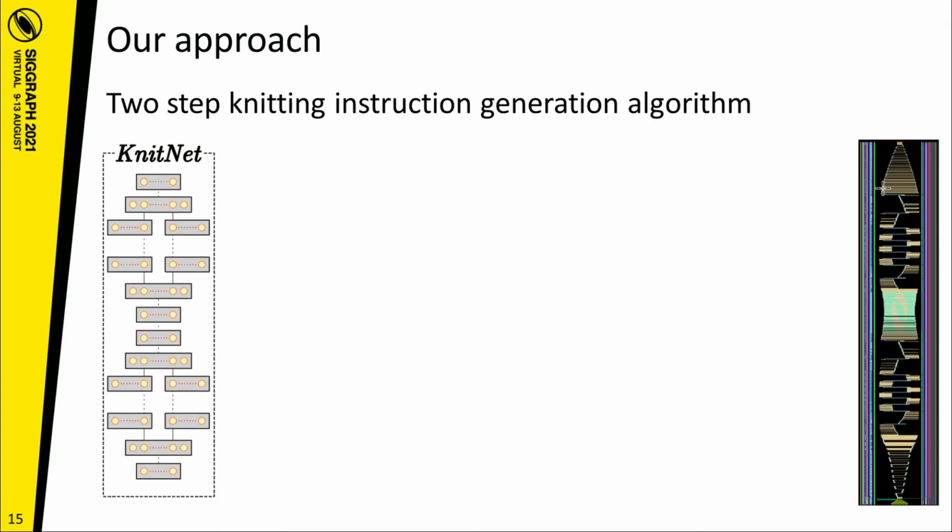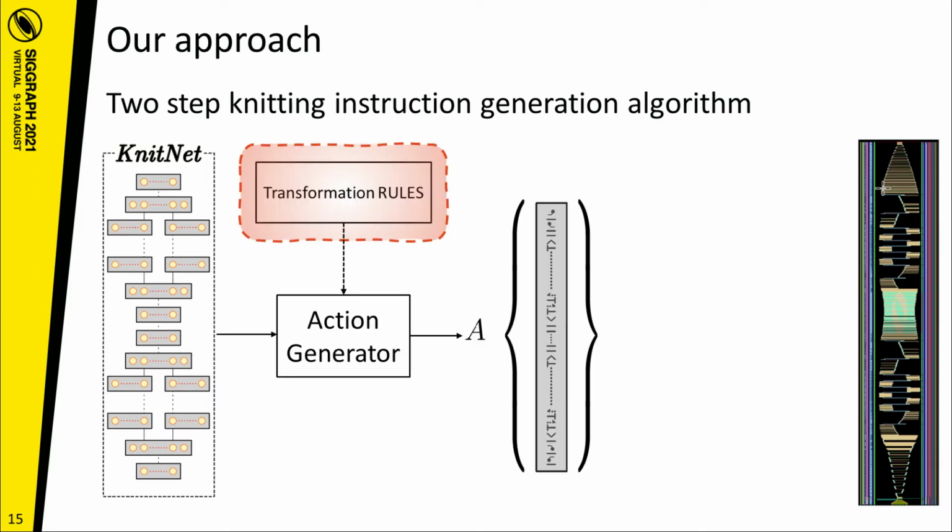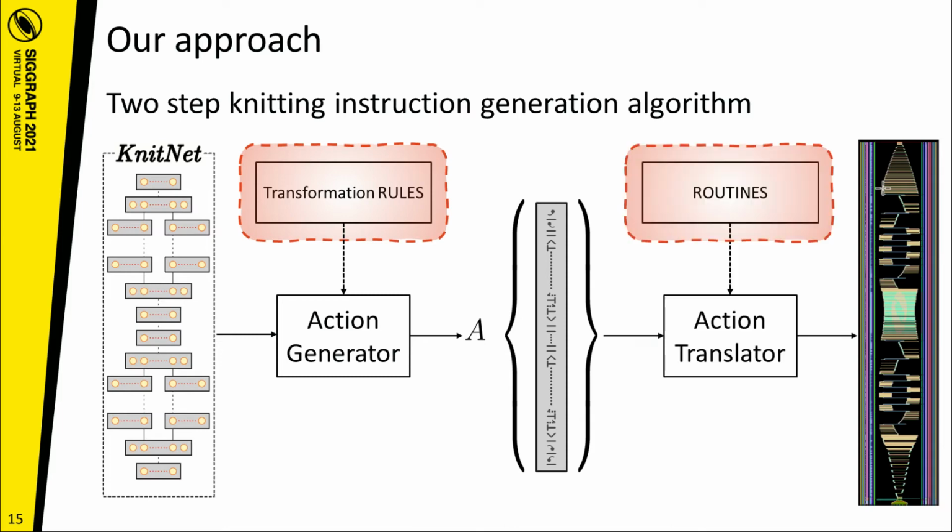So, in order to generate the knitting instructions from the KnitNet, we proceed in two steps. First, we generate a list of actions according to some graph transformation rules. Then, we translate those abstract actions into actual operations by contextualizing them relative to the current state of the machine's needle bed, using some user-defined routines.